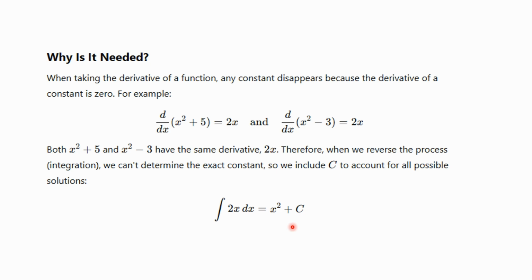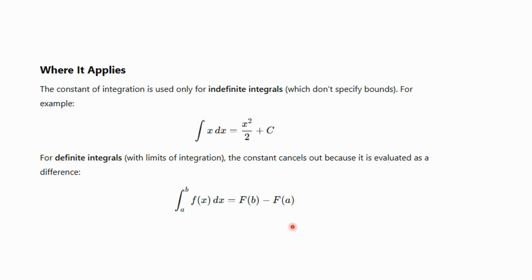And again, I know this is just a real big overview, and I'm not going to be able to go into a whole lot of detail in a short video. This is just to kind of get things started. Now, where does this apply? The constant of integration is used only for indefinite integrals, and indefinite integrals are those that don't specify bounds. You don't see any numbers here as you do here.